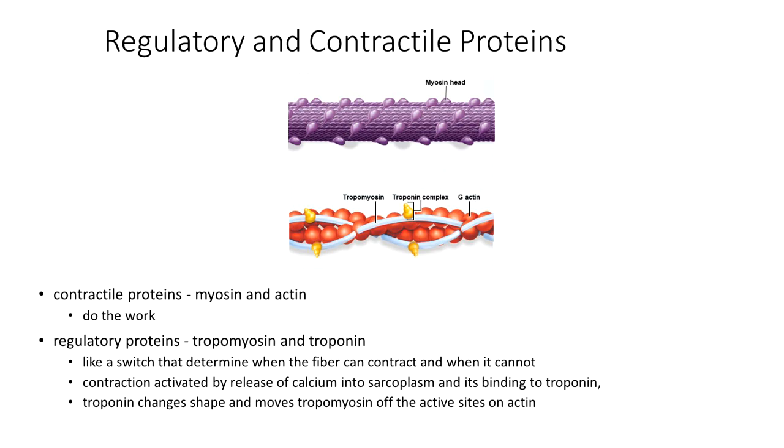The contraction is activated by a release of calcium into the sarcoplasm, and it's binding to troponin. Troponin then changes shape and moves that tropomyosin off the active sites of the actin. We're going to see then that once those sites are open, the myosin head can click in and a contraction can be performed.